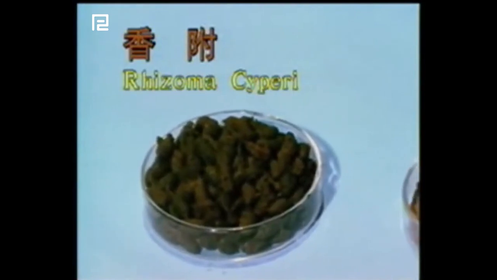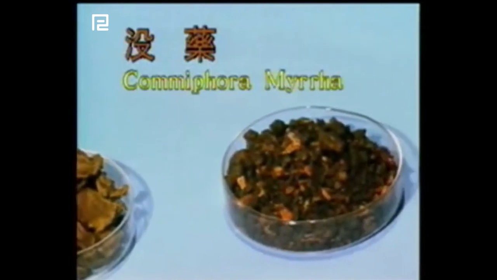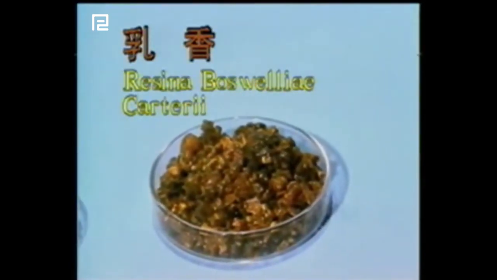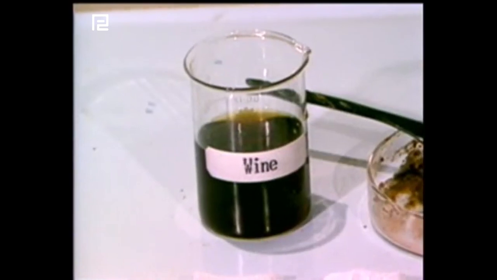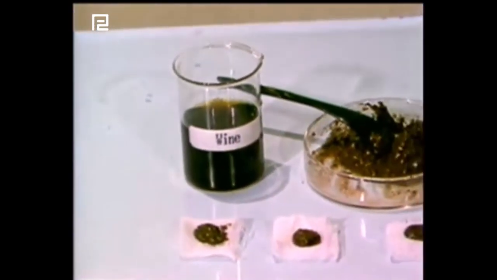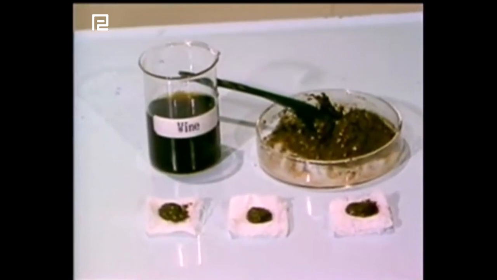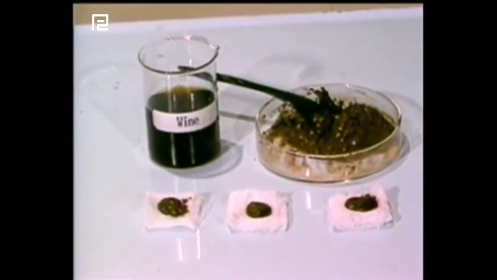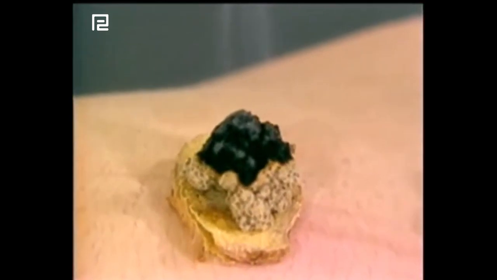附子 4 grams. 香附 4 grams. 当归 4 grams. 没药 4 grams. 乳香 4 grams. Grind the herbs into powder. Mix with Chinese rice wine until paste-like, and make into a medicine cake of 2 centimeters in diameter.